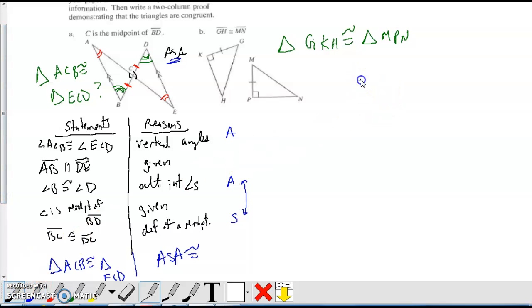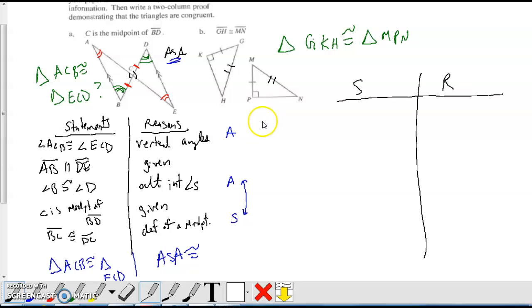All right, let's try the second one. So again, S for statement, R for reason. Feeling lazy and I don't want to write it all out. Okay. Let's see. I'm trying to prove that these two triangles are congruent. I also was given this information. So GH is congruent to MN. So again, let's figure out why they're congruent before. So we have SSA, so ASS. Again, there's no such thing in geometry. So that means that I have to go with my other one. I've got to go with hypotenuse leg congruency.